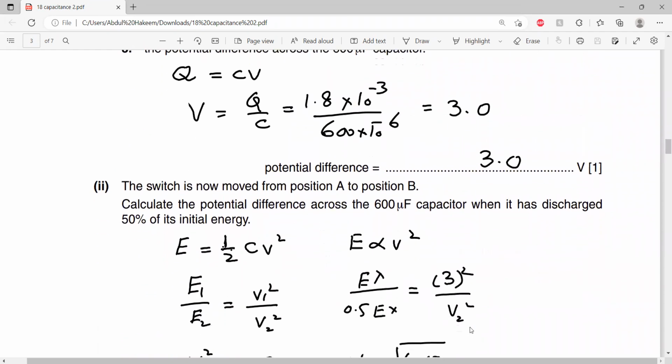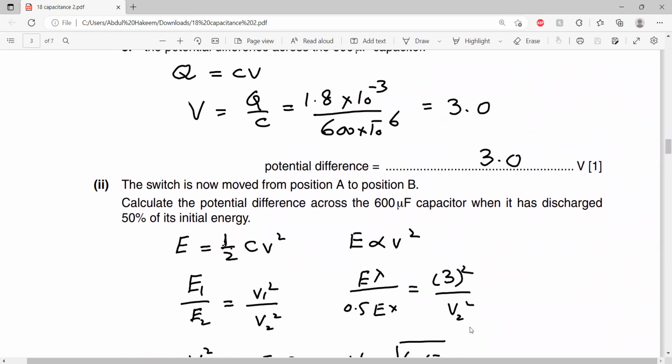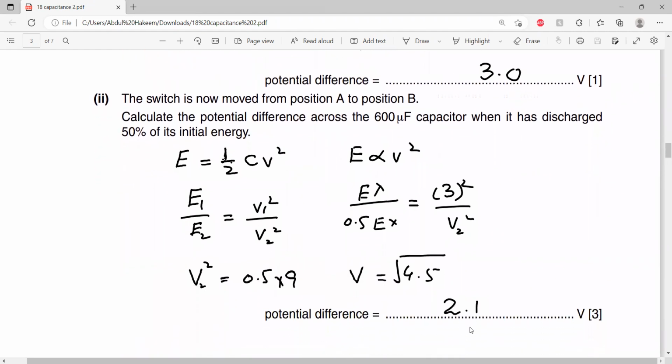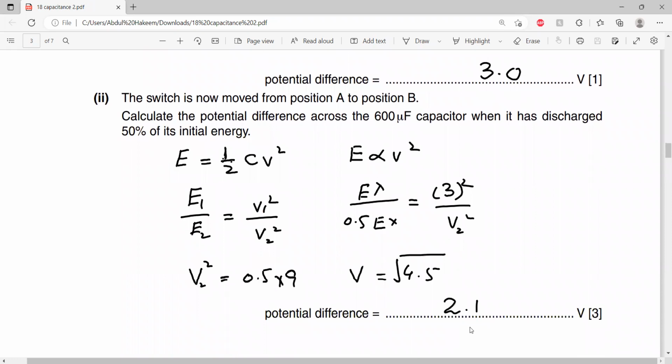Next. The switch is now moved from position A to B for discharging. Calculate the potential difference across the 600 microfarad capacitor when it has discharged 50% of its initial energy. Look, energy is equal to 1 by 2 CV square. During discharging, the capacitance of the capacitor remains the same. So E is directly proportional to V square. So we can write the ratio E1 over E2 equals voltage 1 square over voltage 2 square.